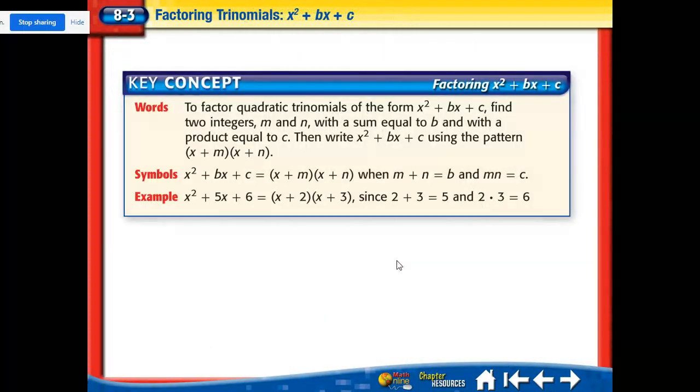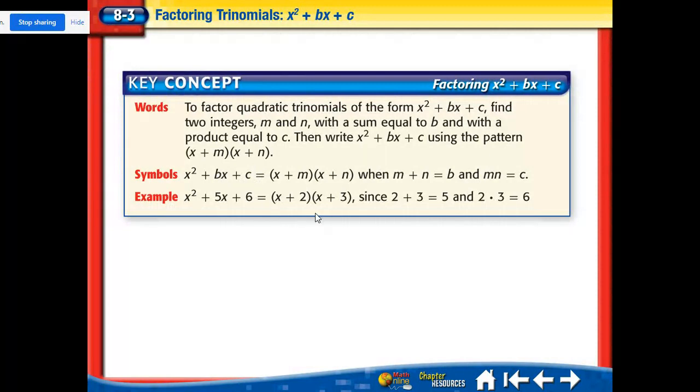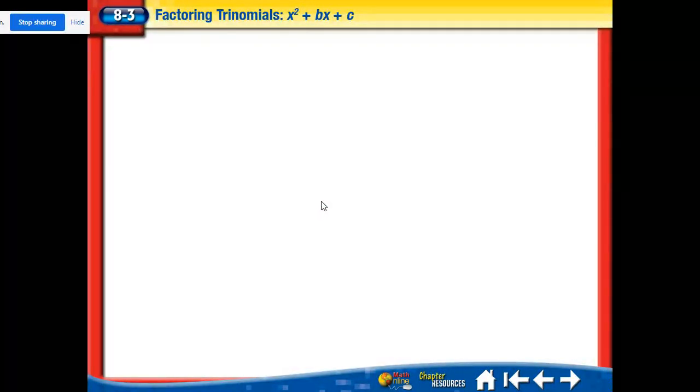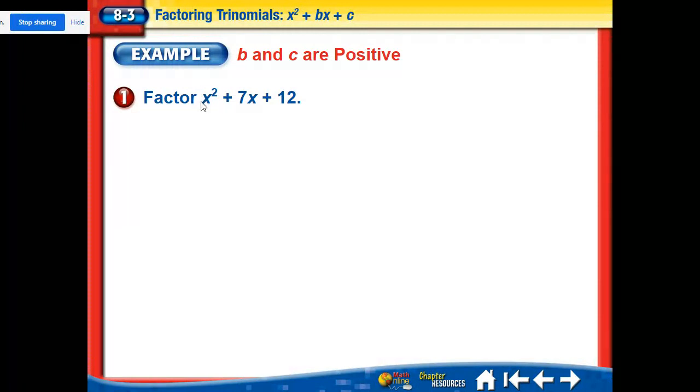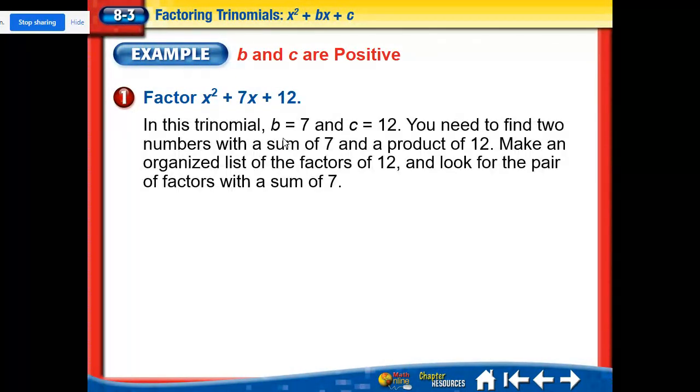All right, factoring trinomials. This is where we have to multiply to get the last number and add up to be the middle number. So there's a 1 in front of here, so 1 times 12 is 12, and the middle number is 7. So we're looking for two numbers that multiply to 12 that add up to be 7. So the product is 12, the sum is 7.